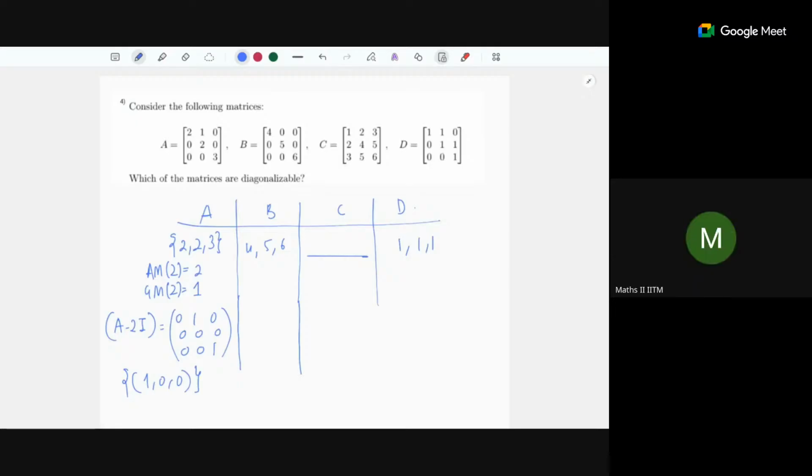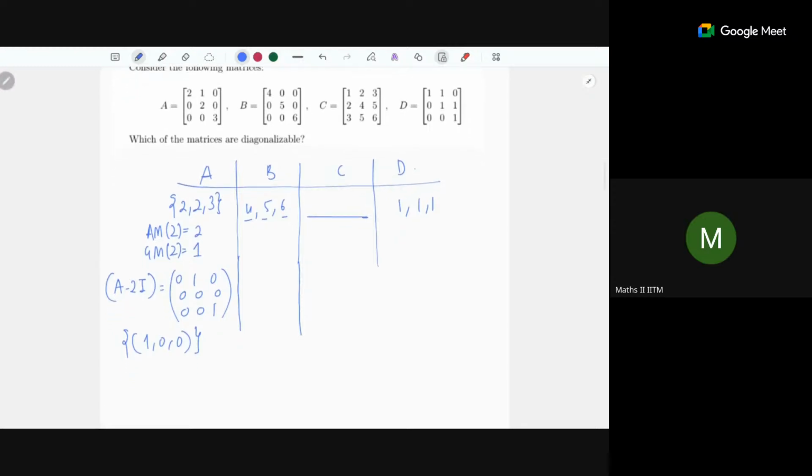Okay, what about the B matrix? Matrix B has three distinct eigenvalues, so their geometric and algebraic multiplicity will be equal to 1, and it is already given in the diagonal form, so you don't need to diagonalize it. So matrix A is not diagonalizable. B is already diagonalizable. What about C? This is an exercise for you.